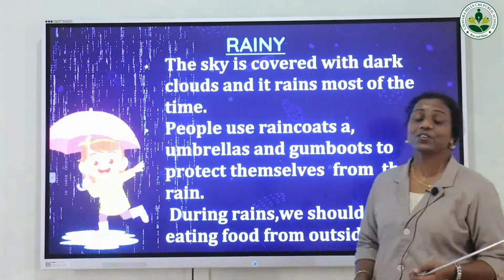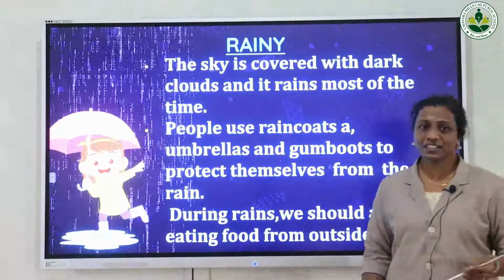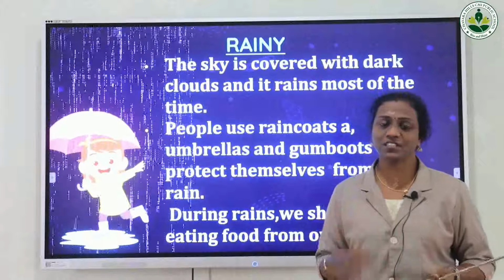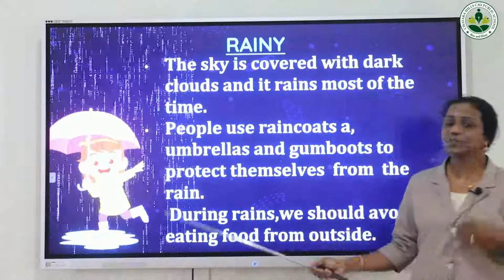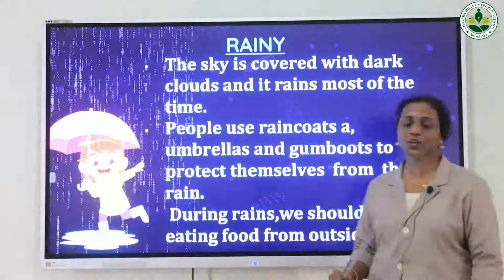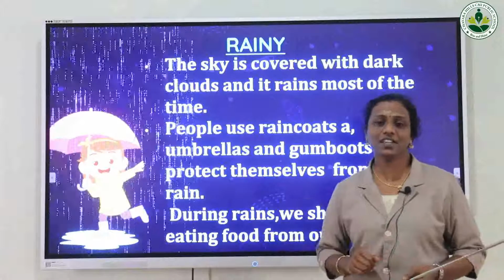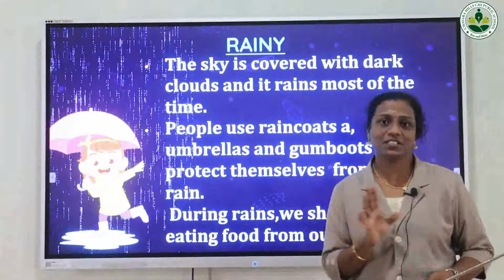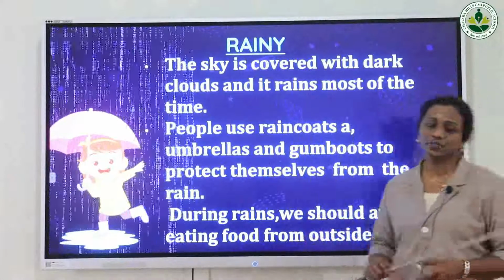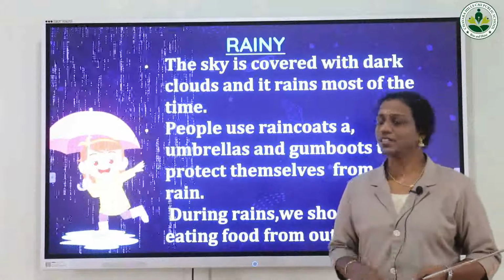So next we are going to study the rainy weather. Do you like rain? Do you like to play in the rain? Yes. So what are the specialities of a rainy day? The sky is covered with dark clouds. Before the rain, if you check the sky, you can see that it is covered with dark clouds, and it rains most of the time. During the rainy season, most of the time it is raining.